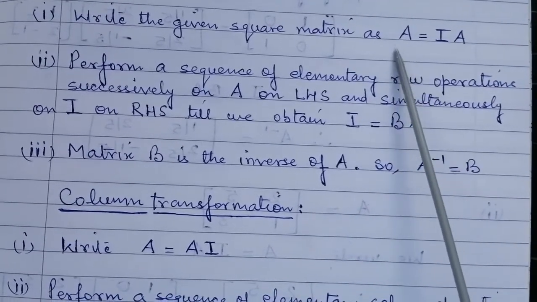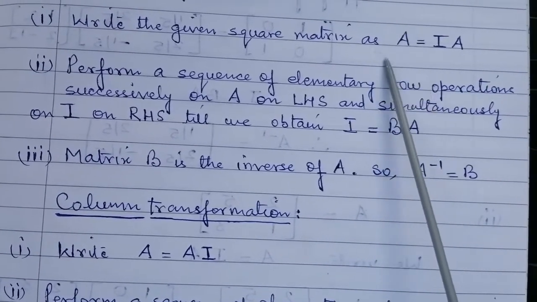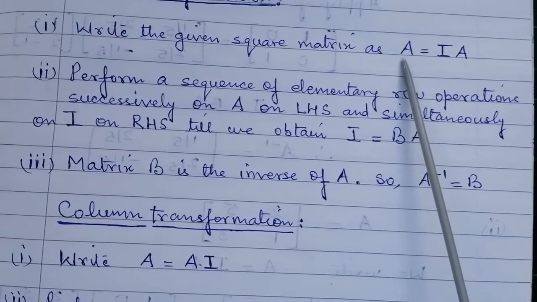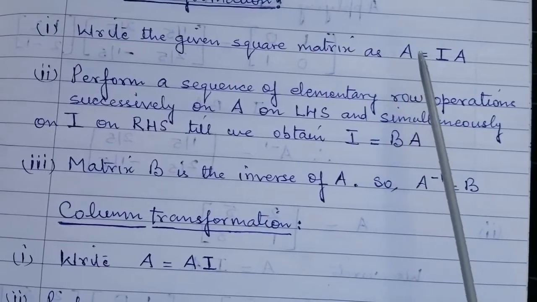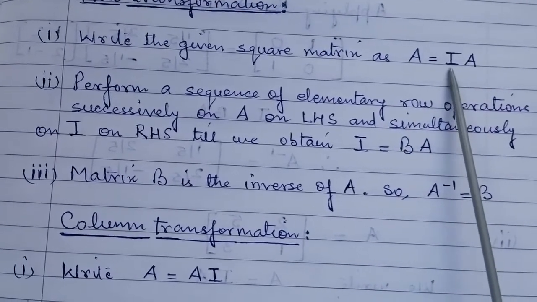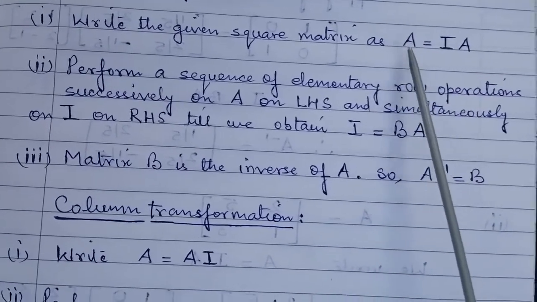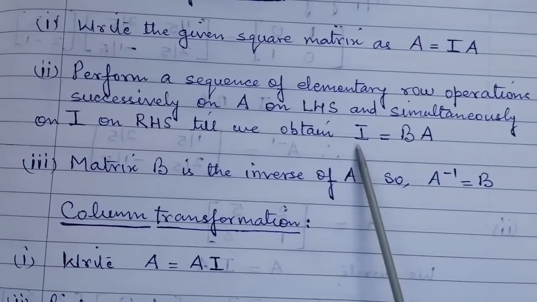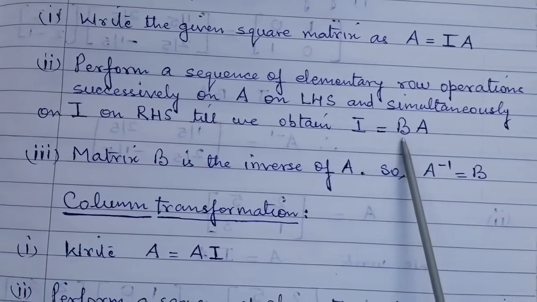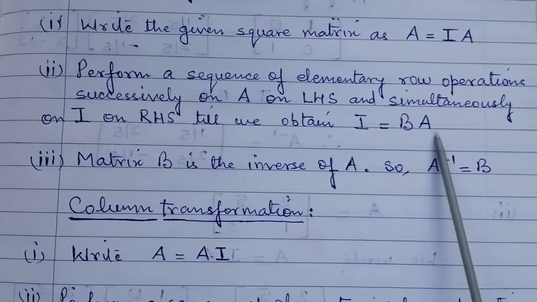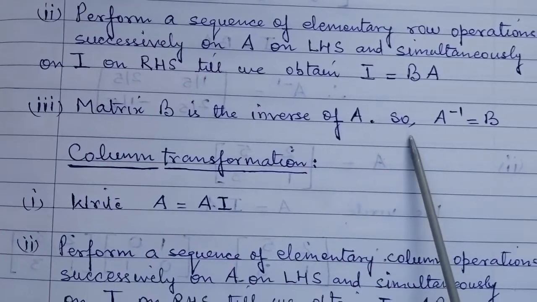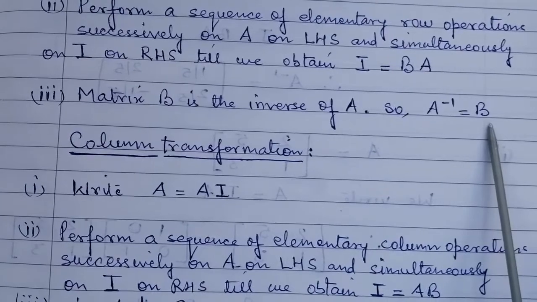So in simple words, we have to change this matrix A into an identity matrix, and whatever operation we are applying on this matrix, we apply on the identity matrix also. Right? So when we get the identity matrix here, this I will change to some matrix. Suppose that is B, and this A will remain as it is. So matrix B is the inverse of A. So we can write A inverse is equal to B.